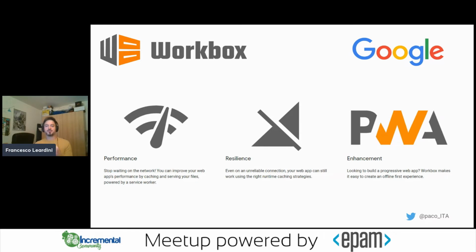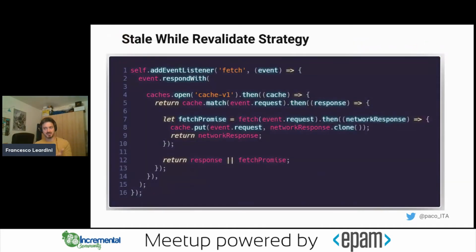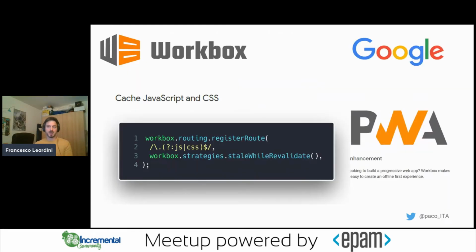For example, if we wanted to implement the stale while revalidate strategy that we just saw, again, not many lines of code, just 16 more or less, but still some, we can just do it in 1 or 2 lines of code with Workbox. It provides a set of methods we can invoke, and then we define a route, so a regular expression that will target specific files. In this case, we want to cache JavaScript and CSS files, so just static files. And then, as a second parameter, we can define the stale while revalidate strategy in order to cache them. Again, 1 line of code, done.